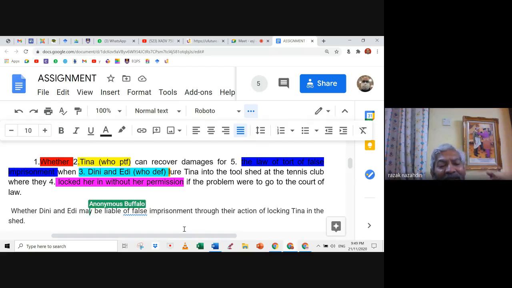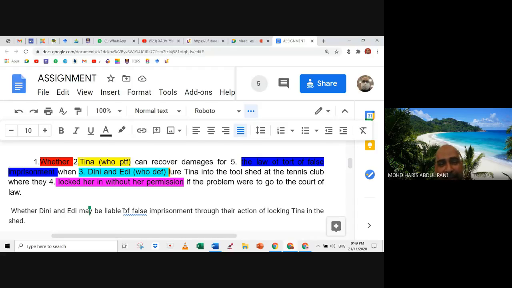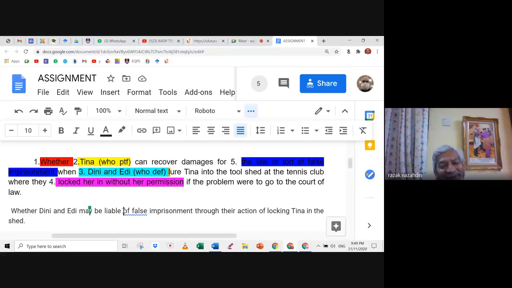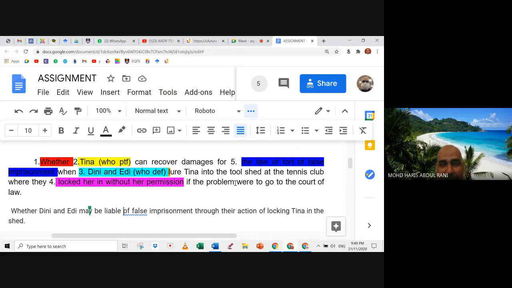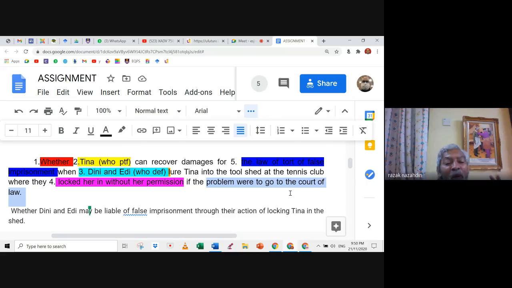Yeah, correct. So sir is using the word can recover. We are using the word be liable, can be liable, may be liable. So you are using the word can recover damages. Itu pun macam nak pergi court juga. Betul. So you tambahlah kata if this case goes to court. If this problem were to go to court of law, let me keep away from the words liable, go towards if go to court can recover, full stop.